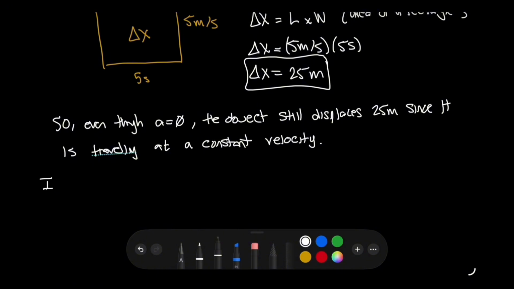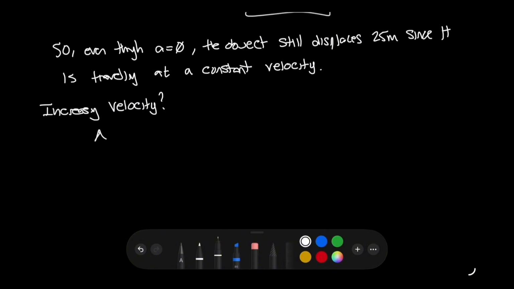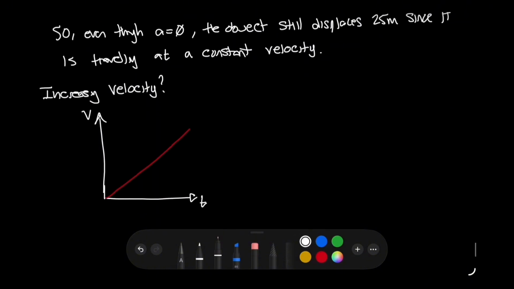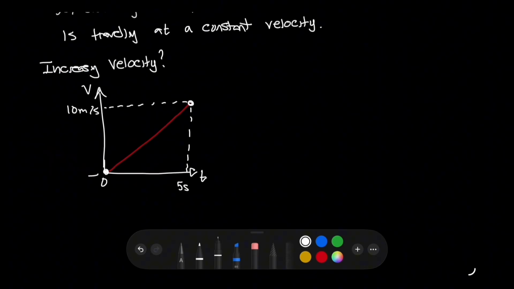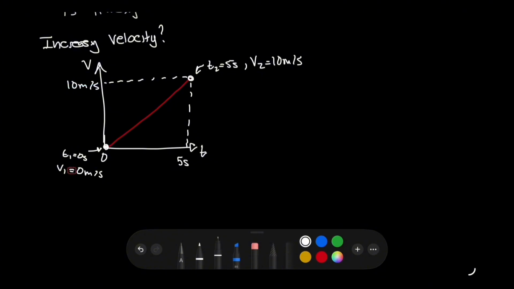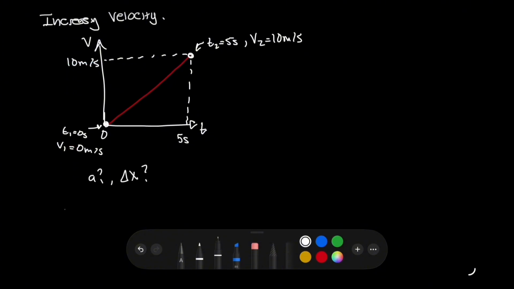And another situation we can look at is if there's an increasing velocity. So if we have an upward slope in a velocity versus time graph like this, we could denote point 1 at the origin and then point 2 at the maximum velocity. And so in this situation here with increasing velocity from point 1 to point 2, we can address what the acceleration and what displacement will be.